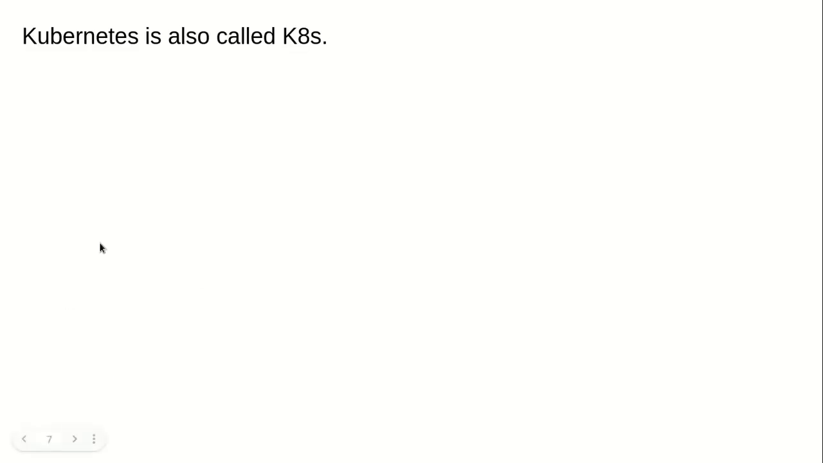So Kubernetes is also called K8s. Where does this K8s come from? Basically, you take the first letter of Kubernetes and the last letter of Kubernetes, and all the characters in between are counted and written as a number. You can apply this formula to other long words too, but I have applied it to Kubernetes, and that is why Kubernetes is also called K8s.